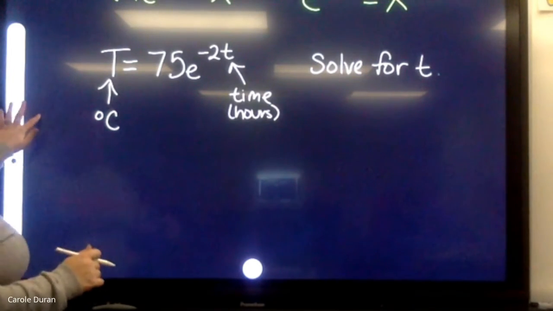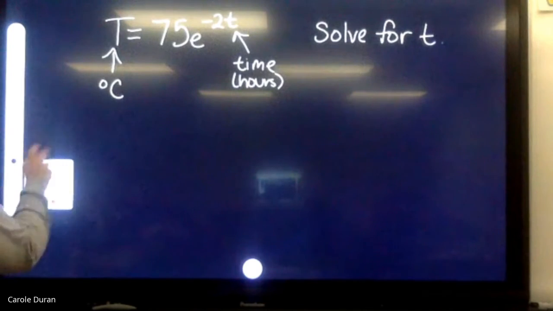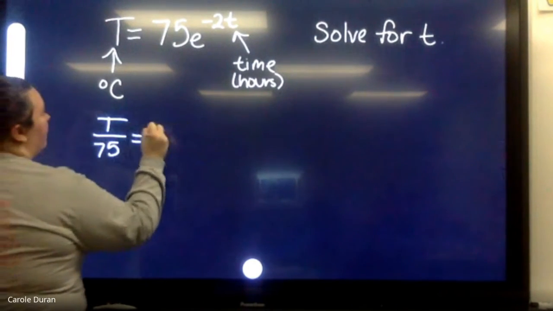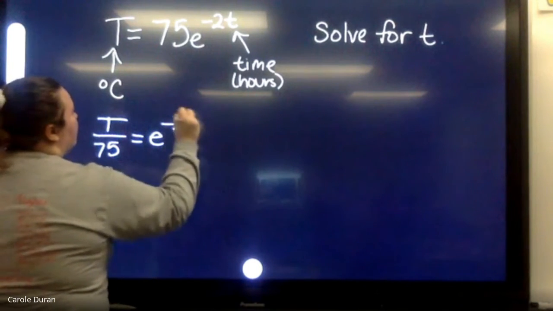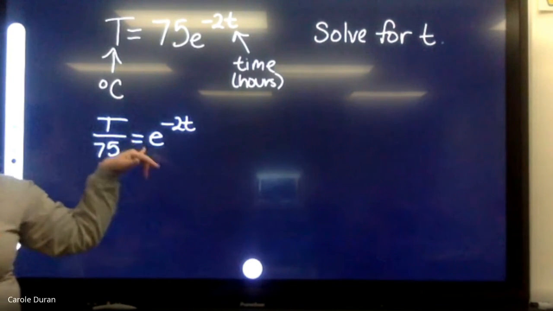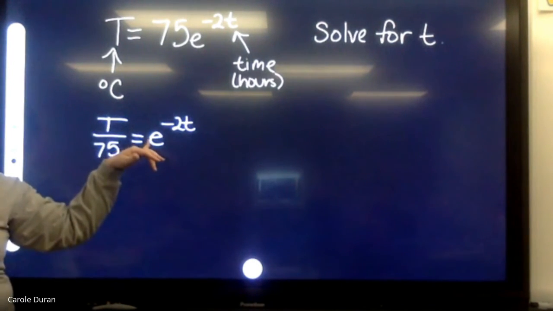So I would divide it out from both sides, which means on the left, I would have capital T over 75 equals e to the negative 2t, little t. Now I have a predicament. My little t is an exponent, which means I can't solve for it until it's down on the same level as the rest of my problem. So I need to cancel out this e right here to bring that exponent down.